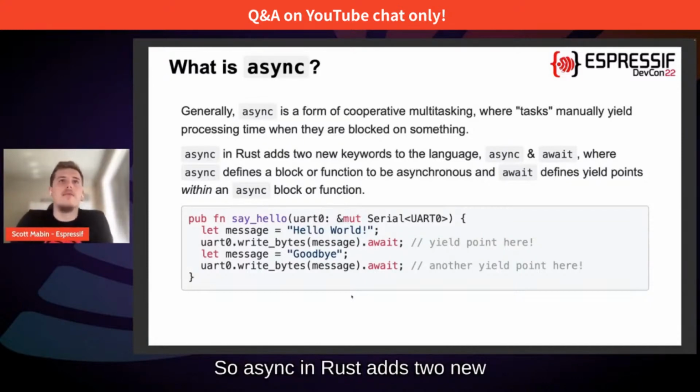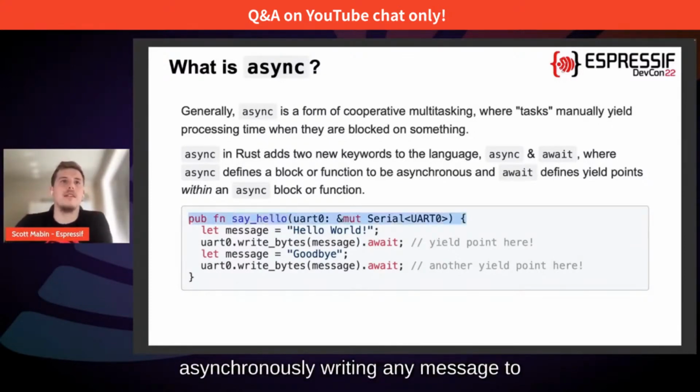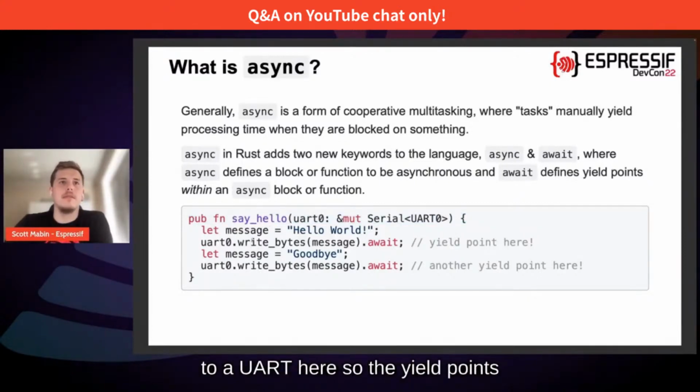So async in Rust adds two new keywords. The async and await keywords, where async defines a block or a function to be asynchronous, and await defines yield points within that function or block. And so here we have the example, asynchronously writing a message to a UART here. So the yield points are wherever you see a .await.